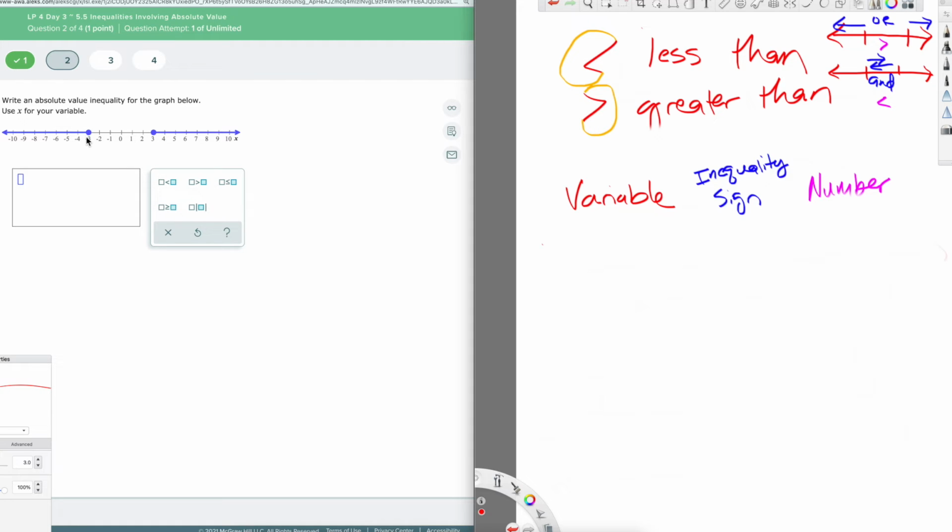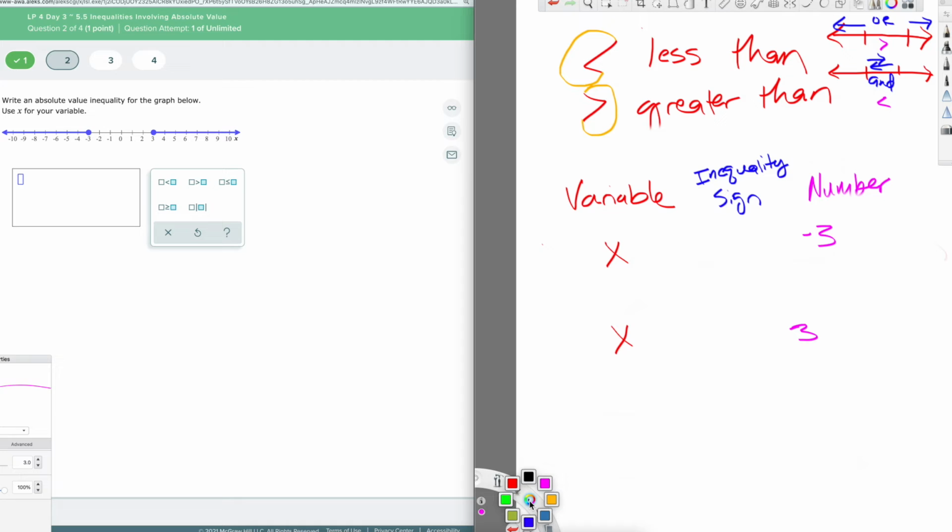So if I think about that, I went 3 units from 0 to the left, 3 units from 0 to the right. So I know I'm moving 3 units away from my midpoint, which is 0 in this case. So I'm going to have my variable, and they want us to use x for our variable. So I'll go like this, x and x, so that they're kind of lined up here. My number for the first is negative 3. My number for the next one is positive 3.